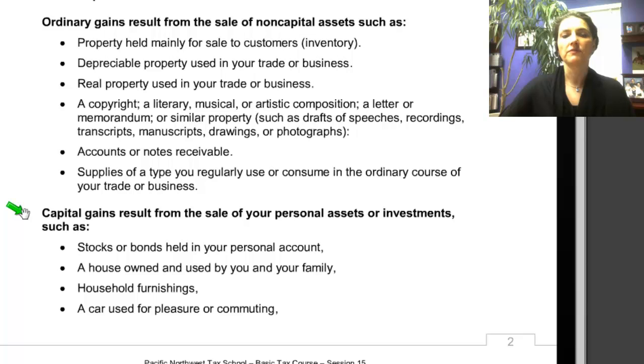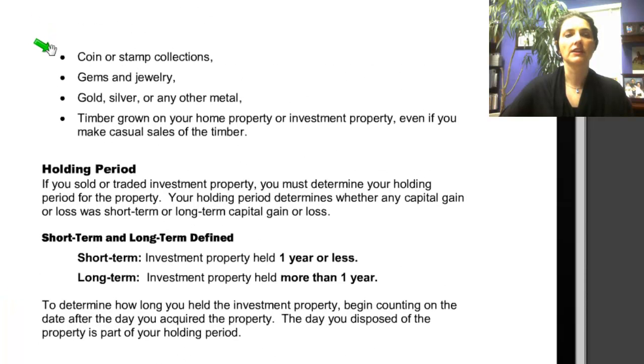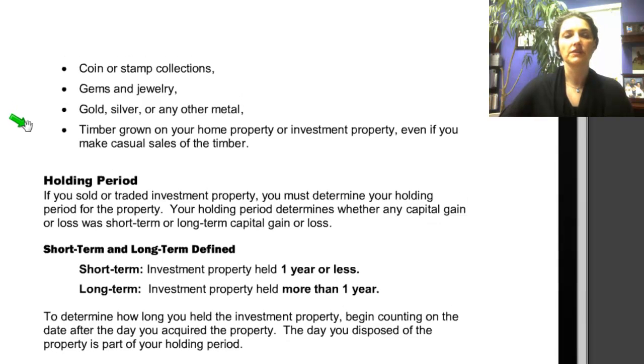Capital gains result from the sale of your personal assets or investments, such as stocks or bonds held in your personal account, a house owned and used by you and your family, household furnishings, a car used for pleasure or commuting, coin or stamp collections, gems and jewelry, gold, silver, or any other metal, timber grown on your home property or investment property, even if you make casual sales of the timber.